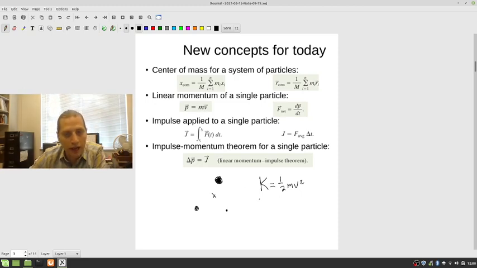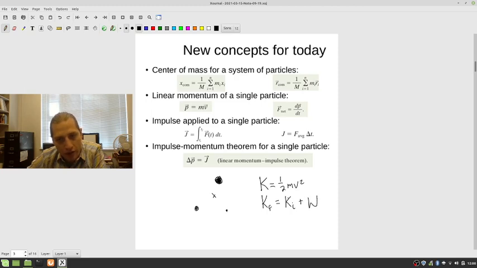Just like we had the idea that you could have a kinetic energy at the end of a process and a kinetic energy at the beginning of a process, and the way you would go from your initial kinetic energy to your final kinetic energy was by adding work, we're going to do something like that with momentum. Momentum is the mass of an object times its velocity. So this can be positive or negative.